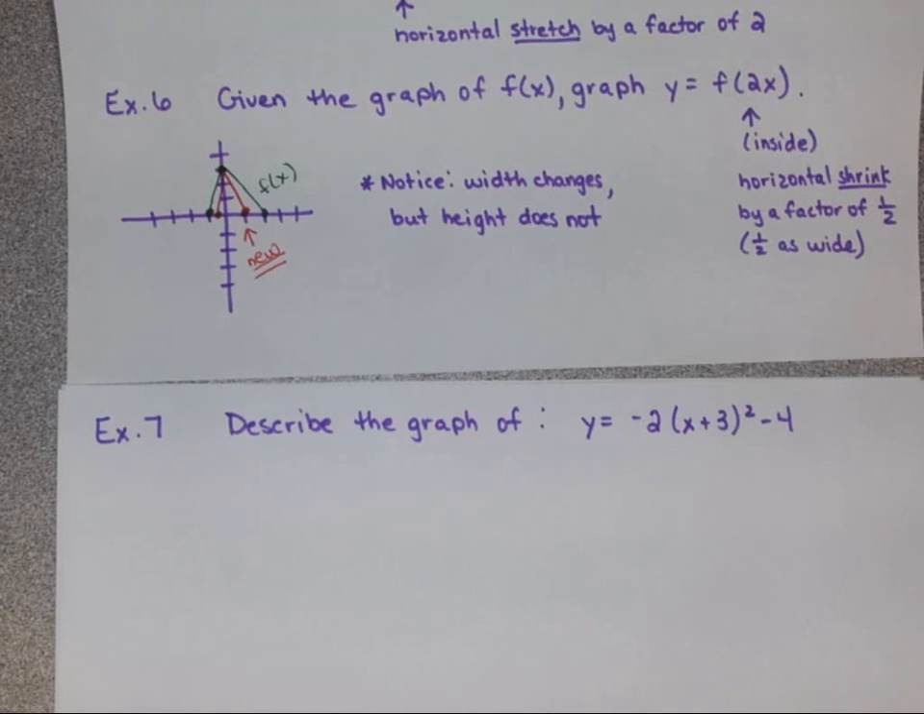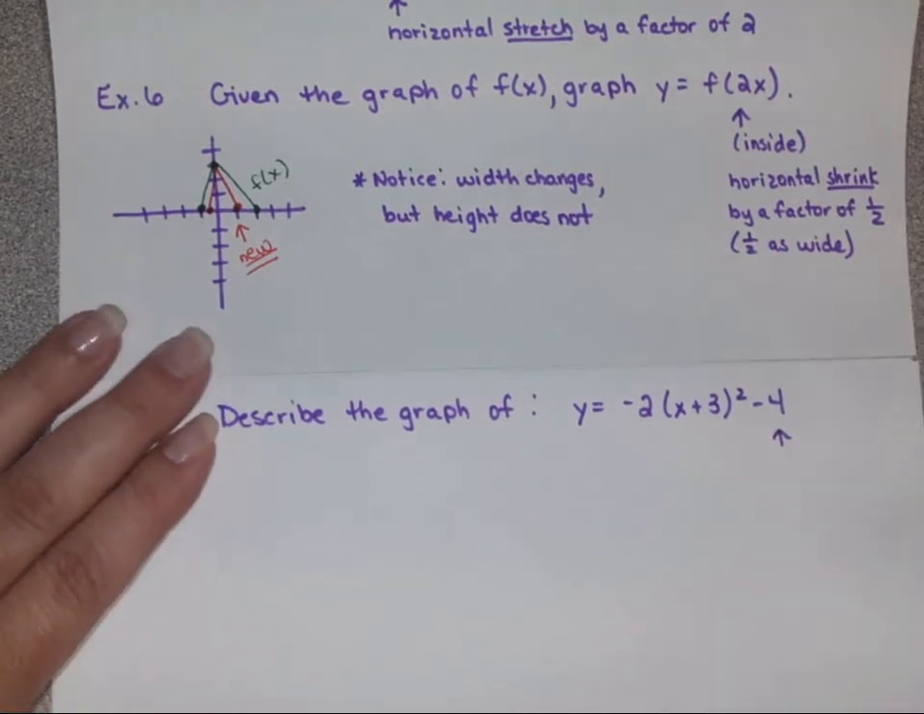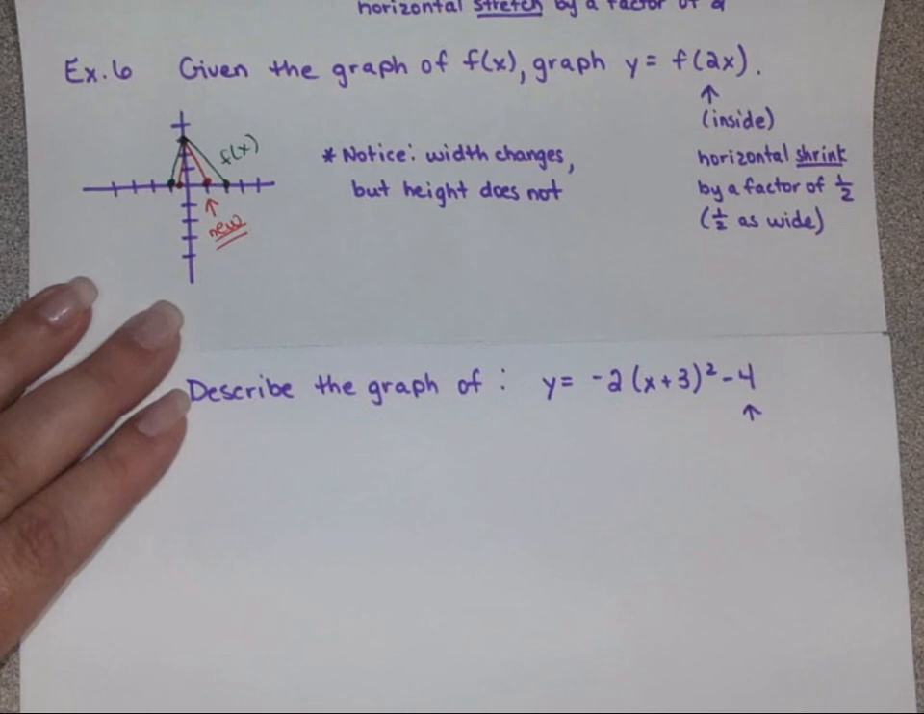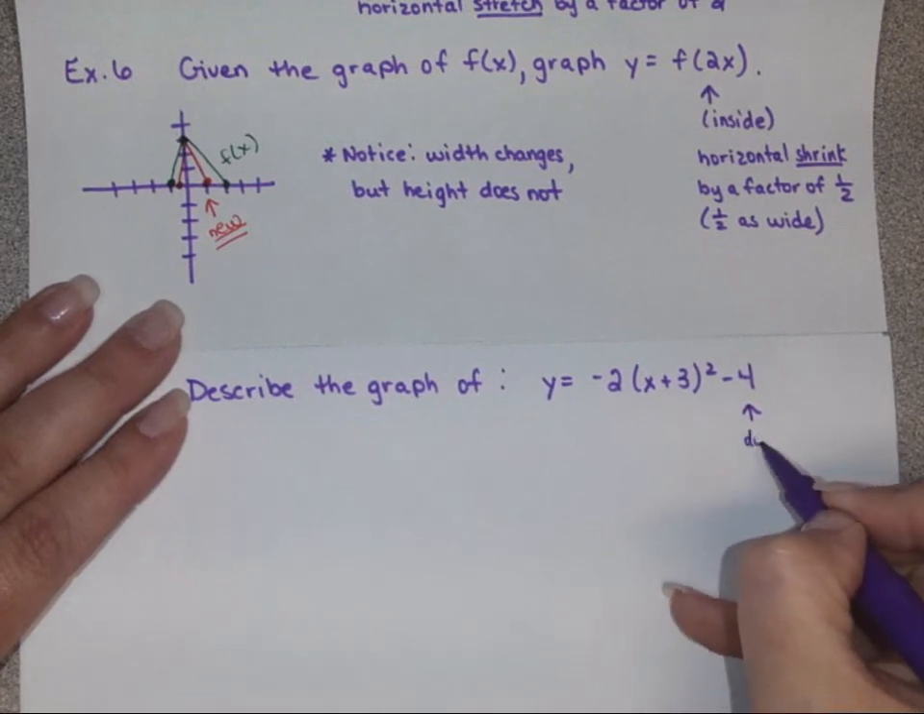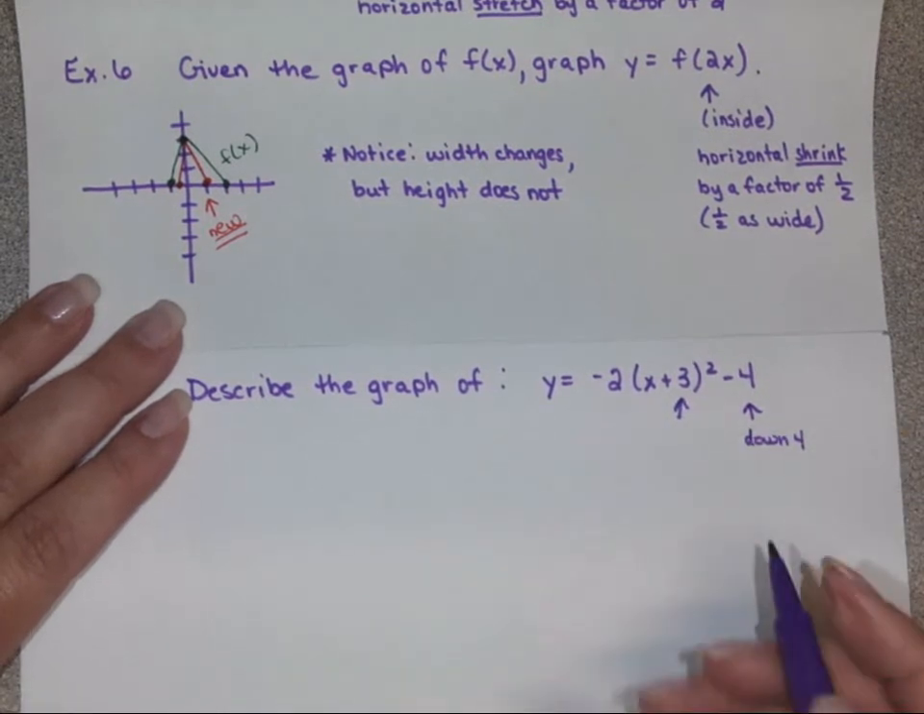Okay, so the first thing is you can go through this in any order you want, okay? You just have to make sure you go back in the end and number them, okay? So I always start here just because it's the most obvious one to me. So what kind of shifting do we have going on because of the minus 4 at the end? Down 4. Okay, what about the plus 3? Left 3.